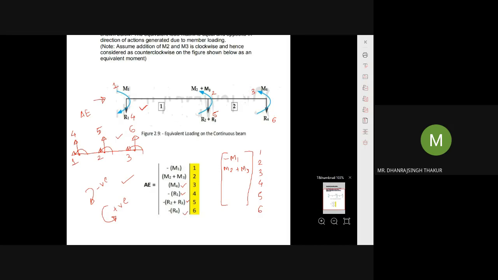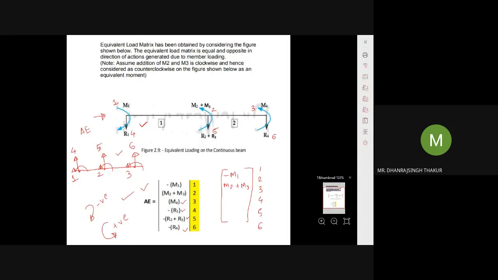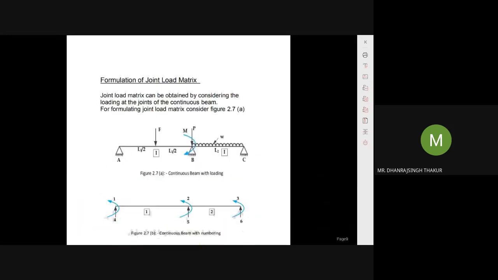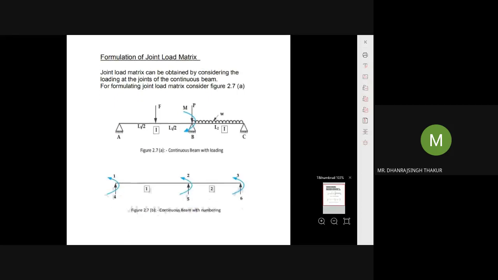So in this way you have to assign the AE matrix, that is the equivalent joint load matrix. But to get the AE matrix, all the actual loads you have to show in the opposite direction and then you have to assemble. Now after that we can formulate the joint load matrix.